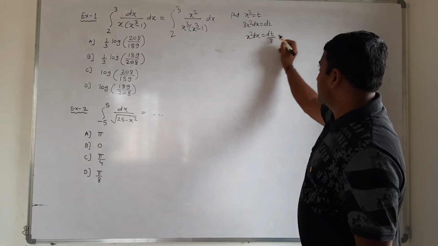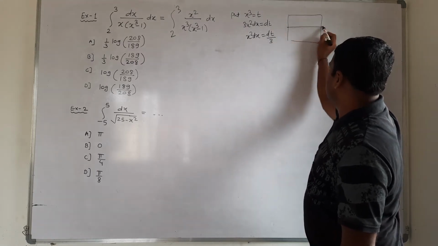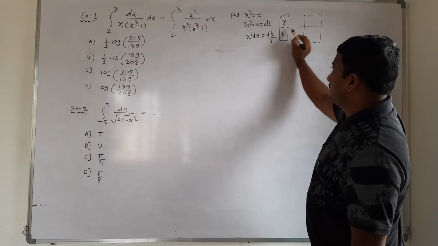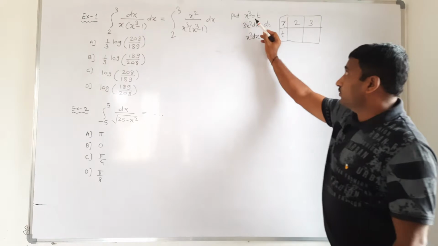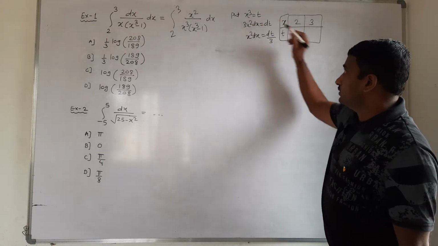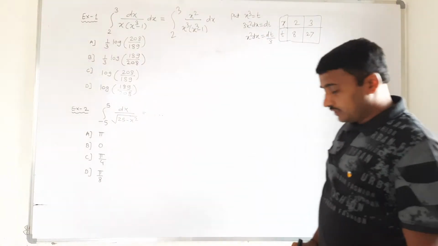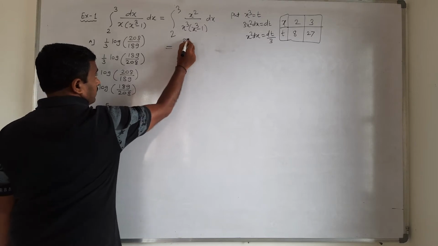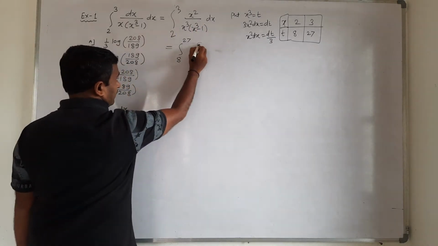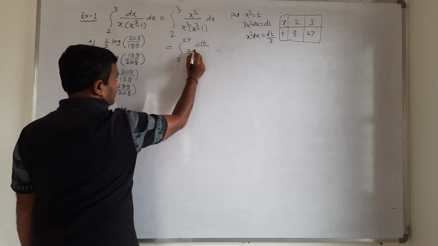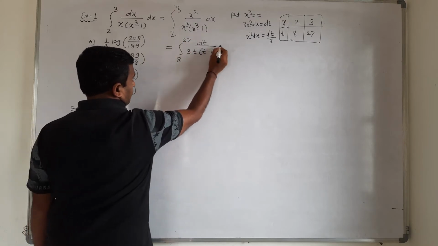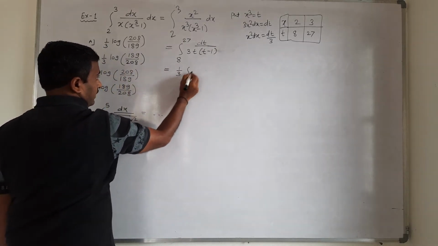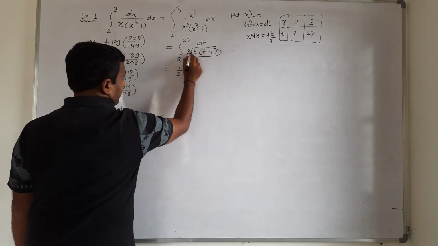Check the limits. The limits are x and t: x equal to 2 gives 2 cube, 8; x equal to 3 gives 3 cube, 27. Therefore the integral is equal to the integral from 8 to 27 of dt by 3, with x cube as t, then t into (t minus 1), that is 1 by 3 times the integral from 8 to 27. These are the linear factors t and t minus 1.